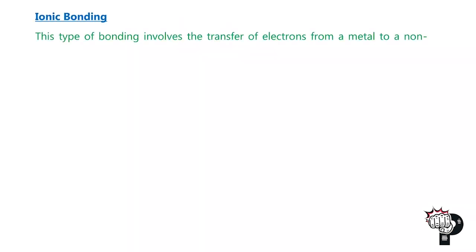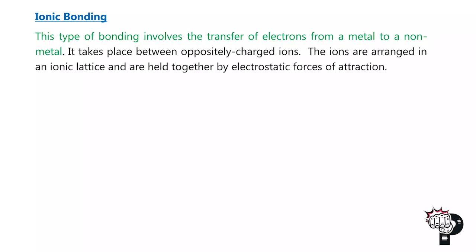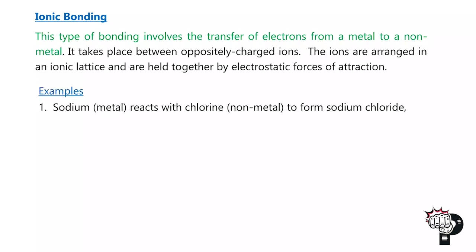Ionic bonding is a type of bonding which involves the transfer of electrons from a metal to a non-metal. It takes place between oppositely charged ions. The ions are arranged in an ionic lattice and are held together by electrostatic forces of attraction. Let's look at an example. Here, sodium, which is a metal, reacts with chlorine, a non-metal, to form a compound called sodium chloride.